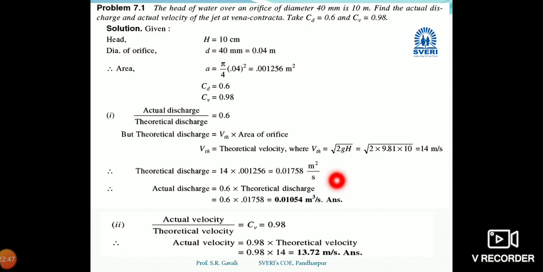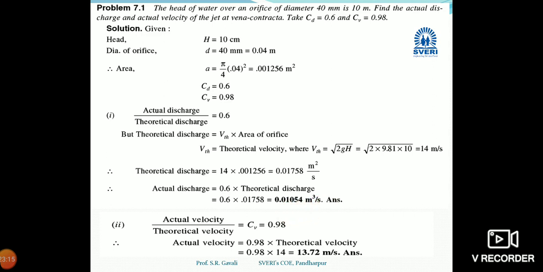0.01758 meter cube per second. Therefore actual discharge will come by multiplying by CD, 0.6 into theoretical discharge. Therefore actual discharge is 0.6 into 0.01758, which is equal to 0.01054 meter cube per second. Or if you consider in liter per second, multiply by 1000, so it will become 10.54 liter per second.